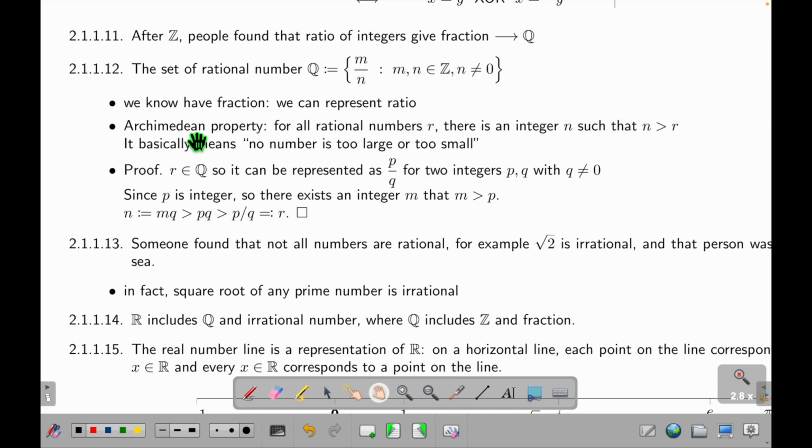Here's an important property called the Archimedean property. Basically the idea is that if you give me a number r in Q, there is an integer n that is larger than the number you give me. So for example, if you give me 3/7, I can always find a number n that's larger than your fraction. Well, I can just say this is 10, done. Basically the idea is saying that for any rational number r you give me, I can always find a number larger than the number you give me. So this is the idea about the Archimedean property.